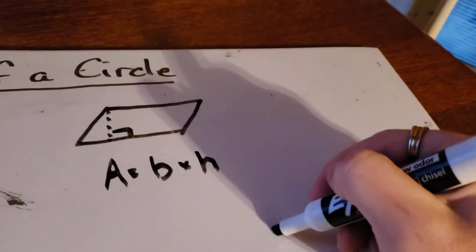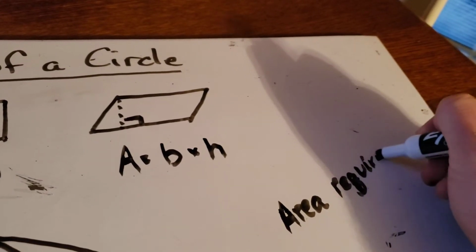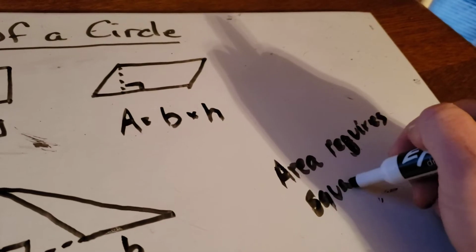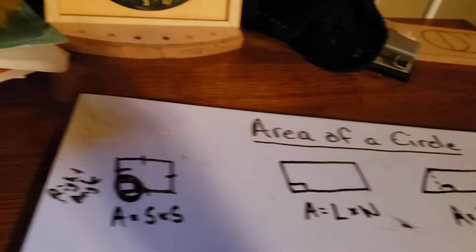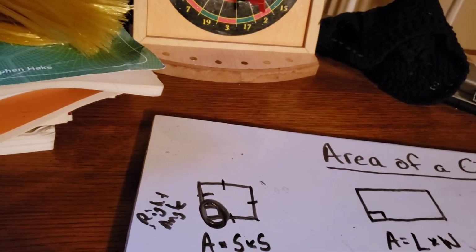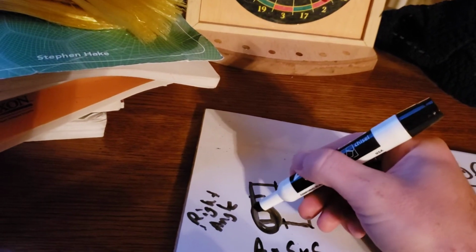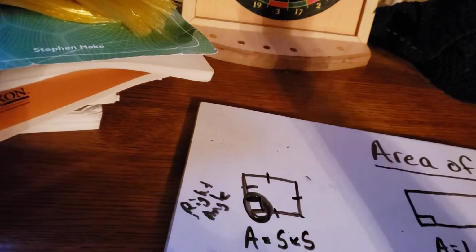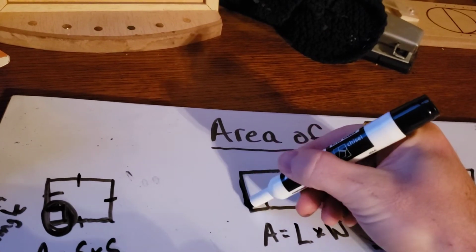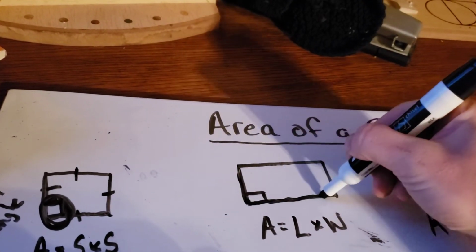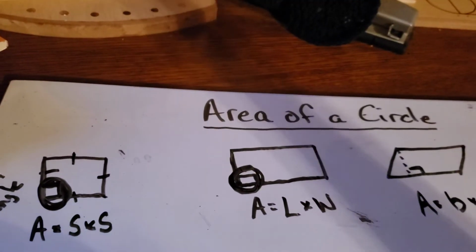So area, if you remember, area requires square units. Square units, that's super important. Okay, and square units are what we use for area. And we know we have square units when we have this 90-degree angle. So let's look at our rectangle. Area equals length times width. Where the length and width meet, we have a right angle, so we know we have square units.